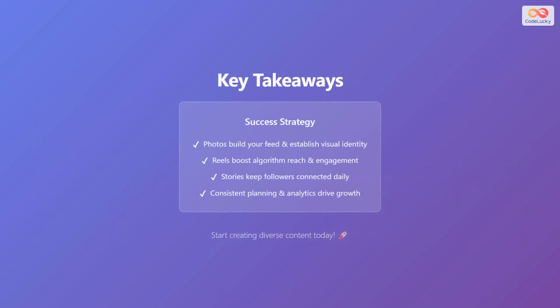Let's recap the key points. Photos build your feed and establish your visual identity, so invest in quality. Reels boost the algorithm reach and engagement, making them essential for growth. Stories keep your followers connected daily and build community. Consistent planning and analytics drive growth over time. Success on Instagram comes from understanding each content type and how to use them together strategically. Start creating diverse content today and watch your engagement grow.